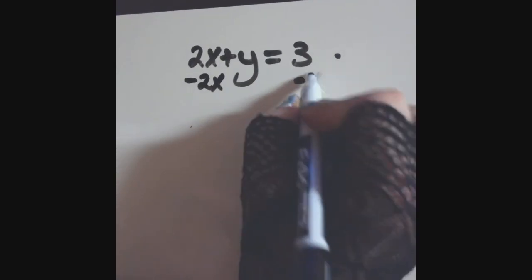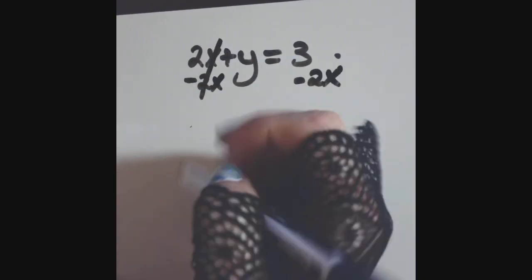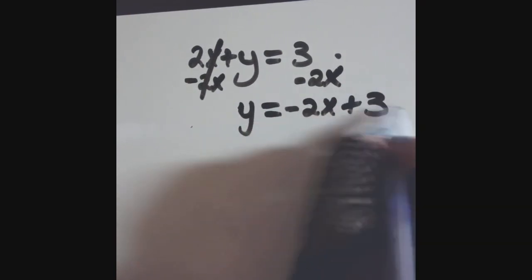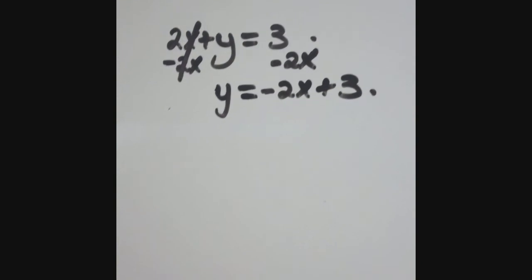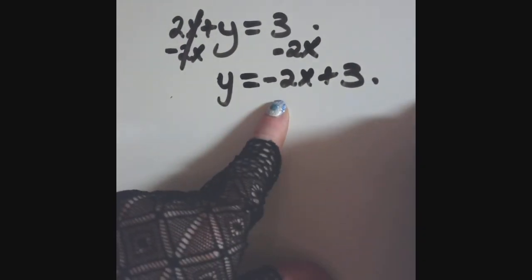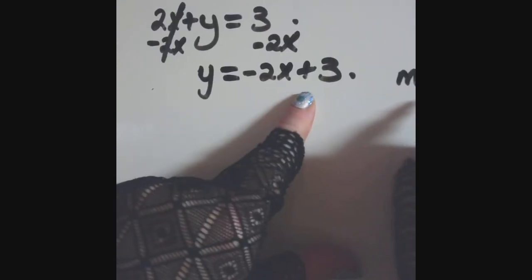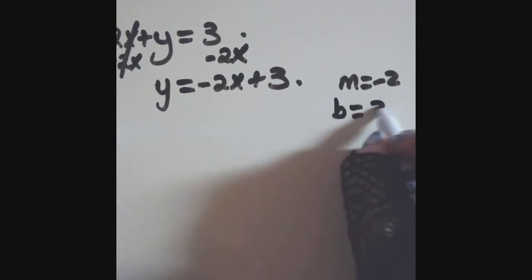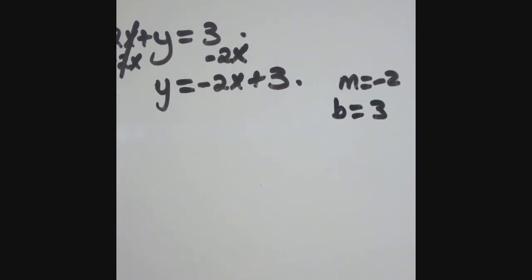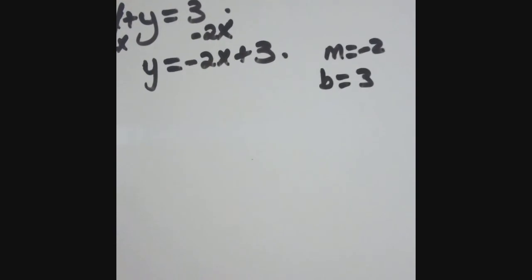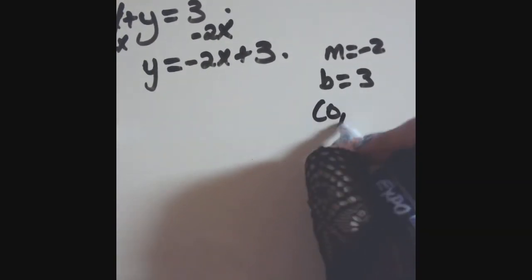Subtract 2x, subtract 2x. That's going to cross out. So y equals negative 2x plus 3. So there it is in slope-intercept form. So we know that the slope is negative 2, and we know, sorry, let me put this over. We know that the y-intercept is 3. Okay? So we can see those things clearly. So we're going to go ahead and use those 2 points to graph, or 1 point. We know that the y-intercept is (0, 3).